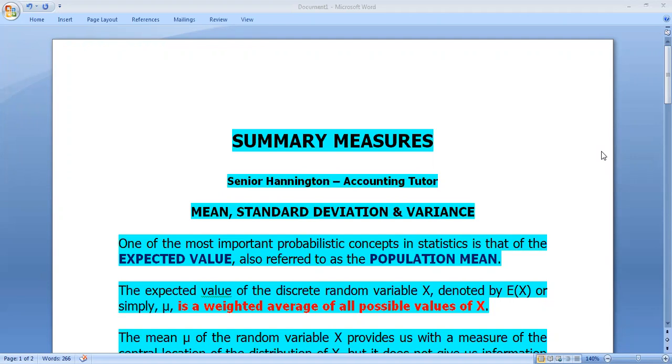In today's video, we are looking at how to calculate mean, standard deviation, and the variance. In statistics, summary measures are used to summarize a set of observations in order to communicate the largest amount of information as simply as possible. One of the most important concepts in statistics is that of the expected value, also referred to as the population mean. The expected value of a random variable x is the weighted average of all the possible values of x. We are going to see how to calculate the expected value.